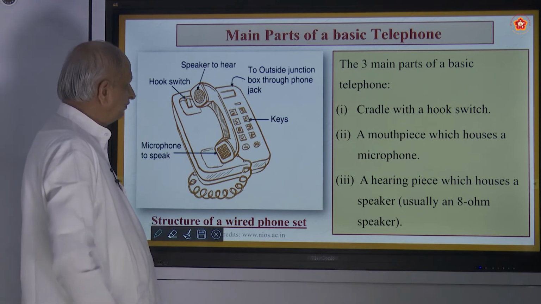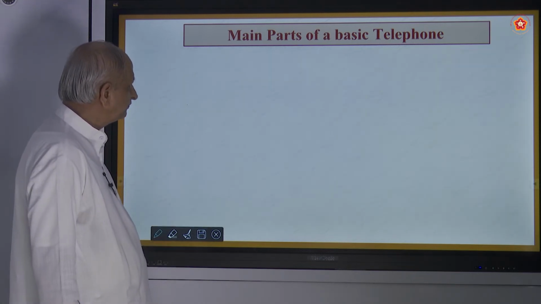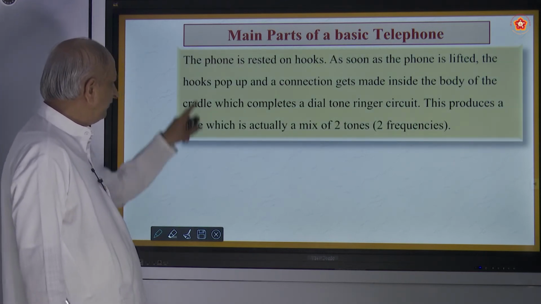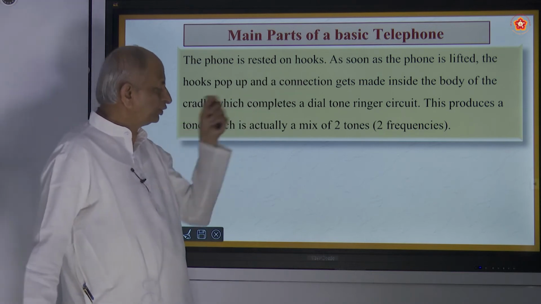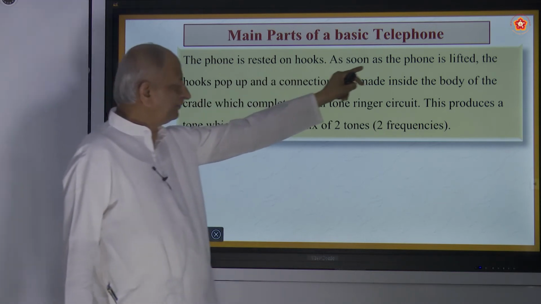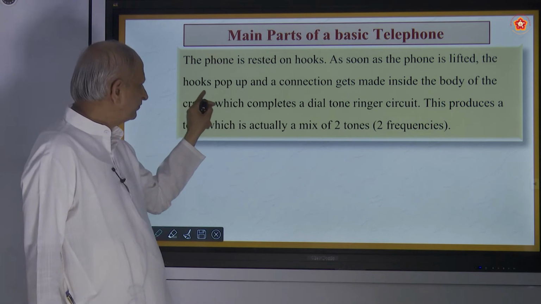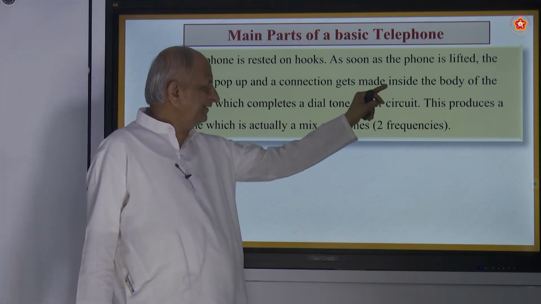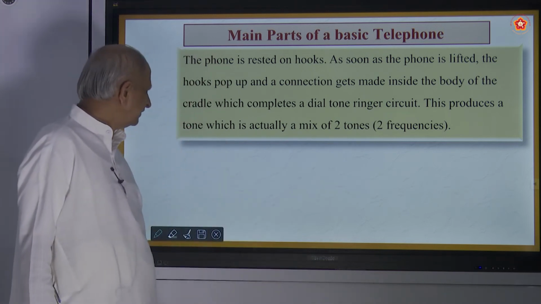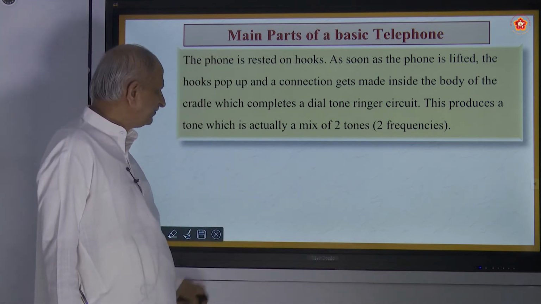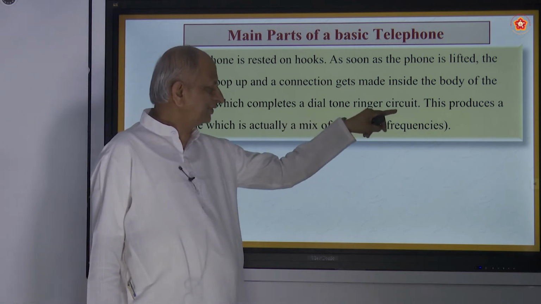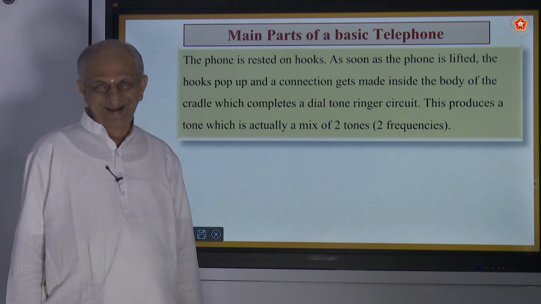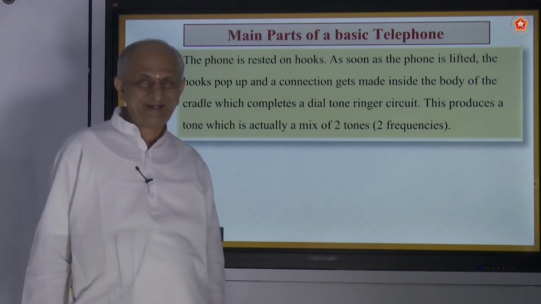Now coming to the working of the main parts of a basic telephone. The phone is rested on hooks, as I have just shown you. As soon as the phone is lifted, the hooks pop up, meaning come up, and a connection gets made inside the body of the cradle, which completes a dial tone ringer circuit. So dial tone, and very well about those things.